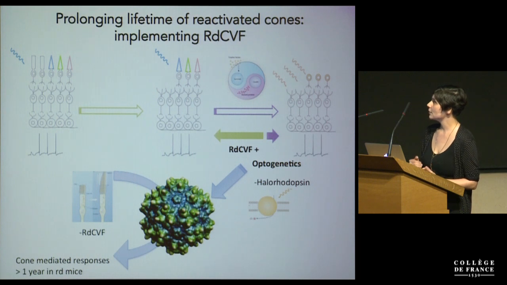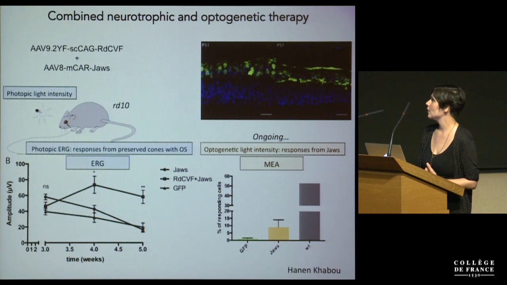So the idea is to implement RDCVF and thereby trophically support cones so that they would be intact and survive longer, function longer, but when they no longer have the outer segment, they can then switch on to the halorhodopsin or equivalent like JAWS. So this is a project that's been pursued in my lab by a graduate student, Anan, who's shown that we can actually insert both the optogene and the RDCVF together. The vector combinations for getting this to work out was quite complex, but she's now gotten there.